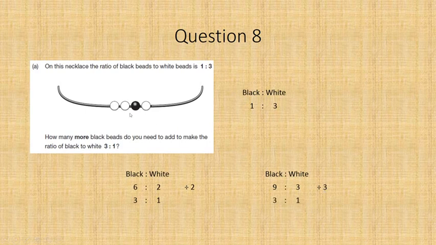So I have 3 white beads. So how many black beads do we need here to make the ratio 3 to 1? Yes, 9 black beads. But I already have only 1 black bead. So how many more do you need? It's very easy. It's going to be 9 minus 1. 9 black beads that you need to make the ratio 3 to 1, minus 1 existing black bead. So 9 minus 1 equals 8 more black beads. So this is the answer for this question: 8 more black beads that I want to have to make the ratio black to white 3 to 1.